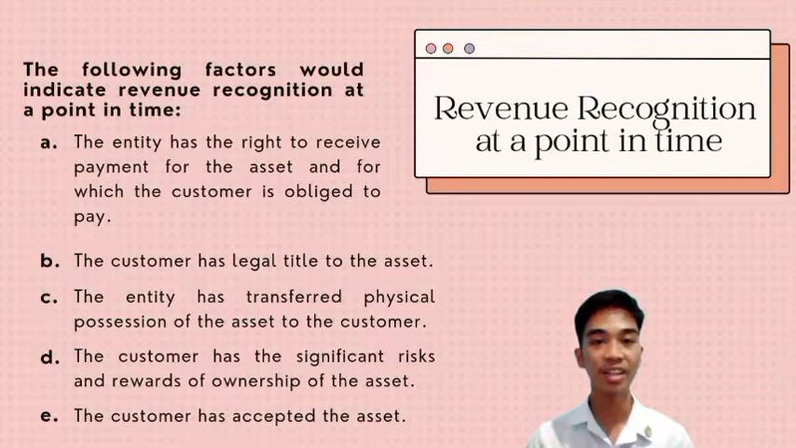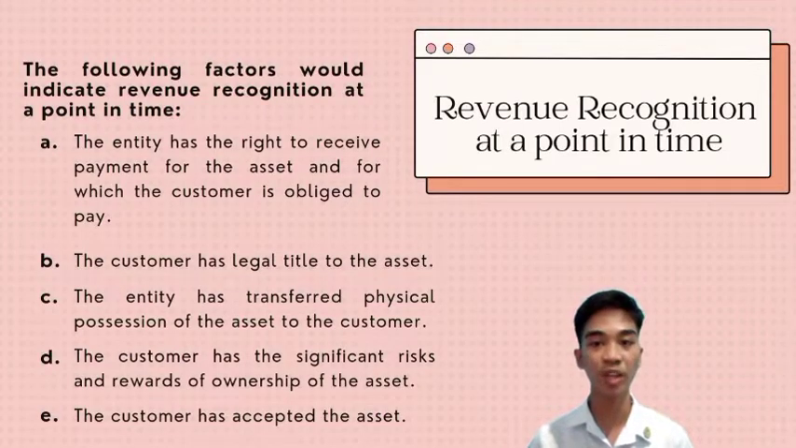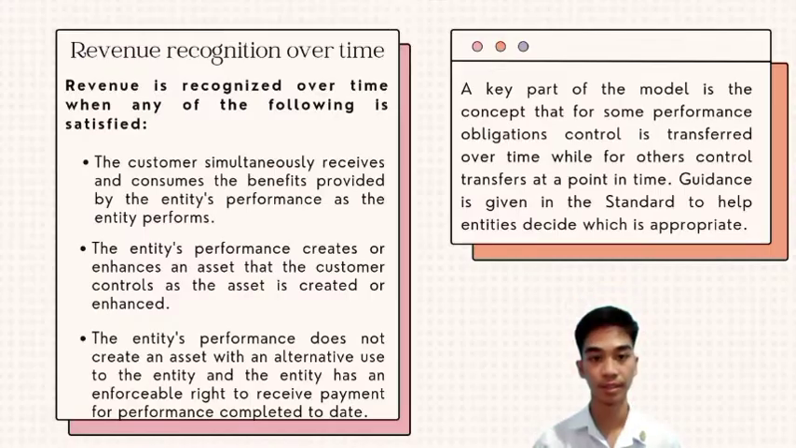Lastly, letter E, the customer has accepted the asset. The customer's acceptance of an asset may indicate that it has obtained the ability to direct the use of and obtain substantially all of the remaining benefits from the asset. Further guidance on how to evaluate the effect of a contractual customer acceptance clause on when control of an asset is transferred is considered. If a performance obligation is not satisfied at a point in time, it is satisfied over time.